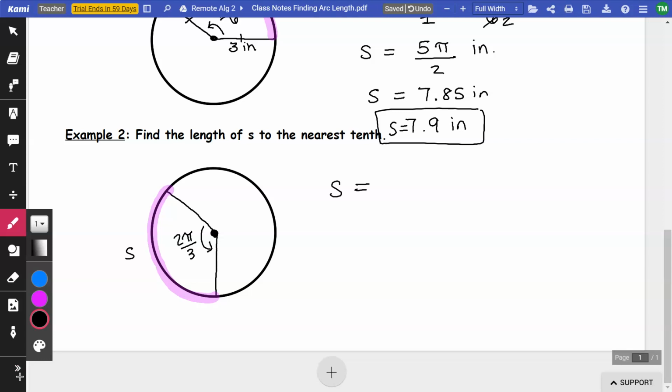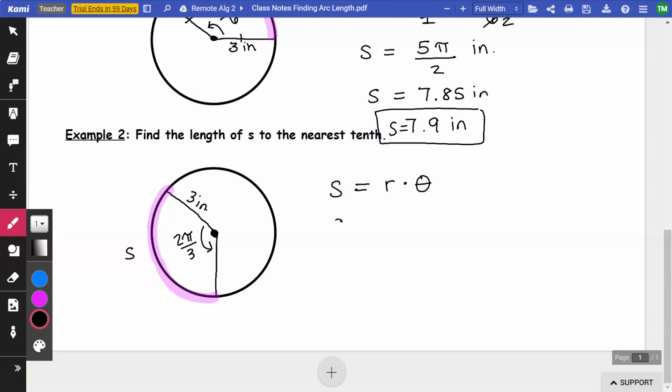S is equal to, remember, the radius of the circle times theta. And you probably need the radius of the circle. Let's say that the radius is still 3 inches, the same as the other circle. Yeah, 3 inches. All right, go ahead and press pause. Find this arc length without me, and then check your answer when you're ready to go.